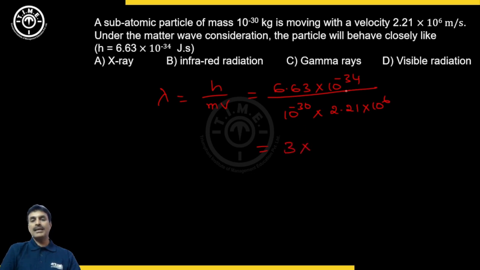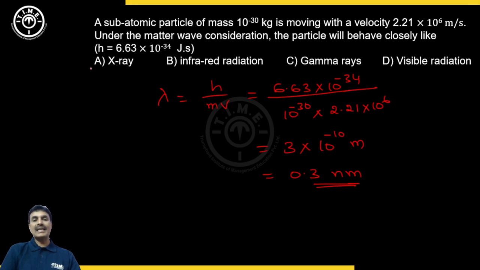The remaining part is 10 power minus 10 meter, or this can be written as 0.3 into 10 power minus 9 meter. 10 power minus 9 meter is nothing but nanometer. So 0.3 nanometer is the wavelength of which of these radiations?